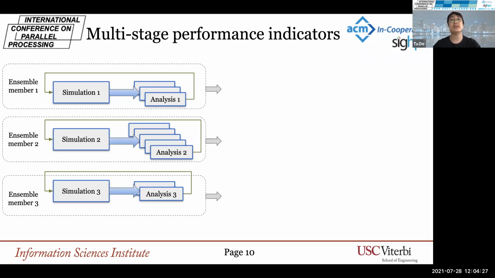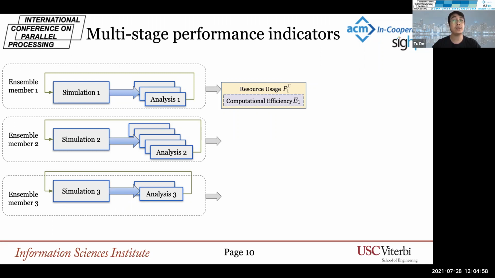So what are multi-state performance indicators? Let's say we have an execution of a workflow ensemble with multiple ensemble members. For each ensemble member, we generate a computational efficiency E based on one of our previous works that you can reference here. With this computational efficiency E, we derive the first stage of the performance indicators that represent the resource usage.